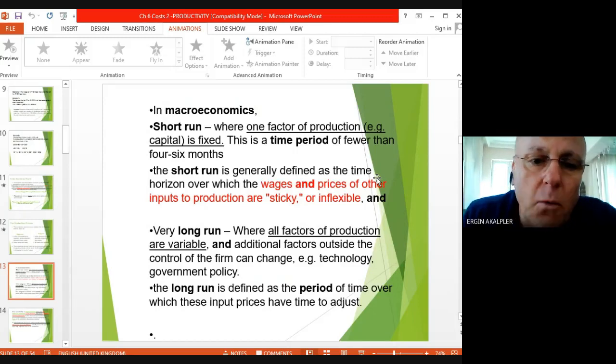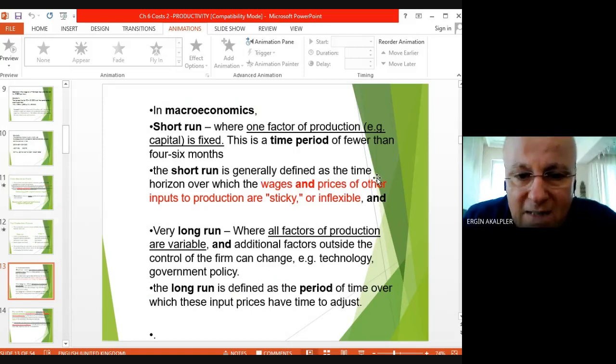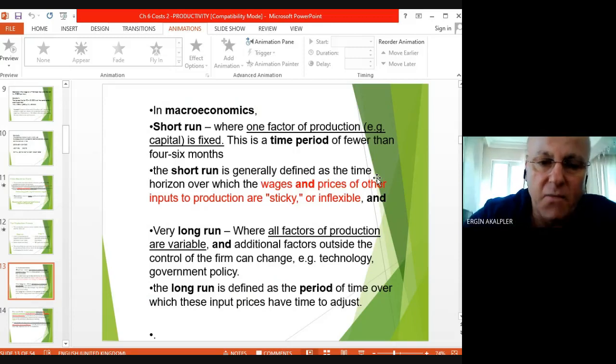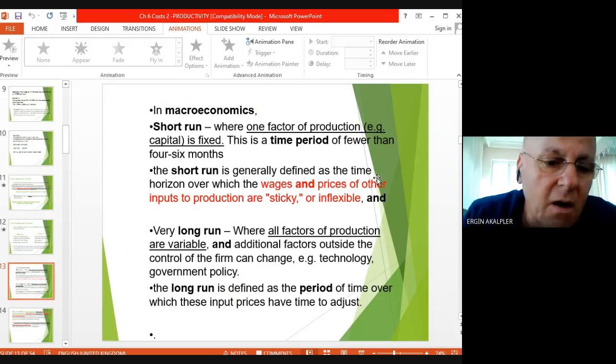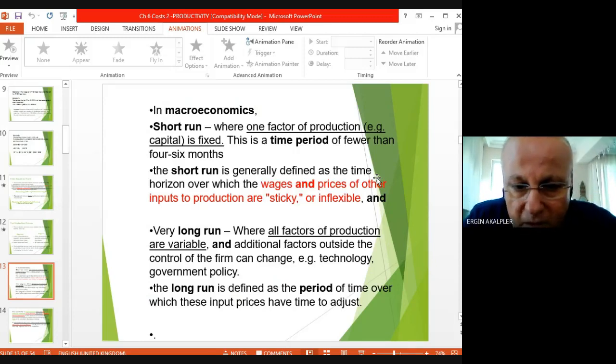In the short run, one factor of production is supposed to be fixed, which depends on the time period, and a period of fewer than 6 months to 1 year is expected. The short run is generally defined as the time horizon over which the wages and prices of goods or inputs produced are sticky or inflexible in a given period of time, and sticky means fixed, not changing. In the very long run, all factors of production are variable, which means they are not fixed, they are flexible, and additional factors outside the control of the firm can change.